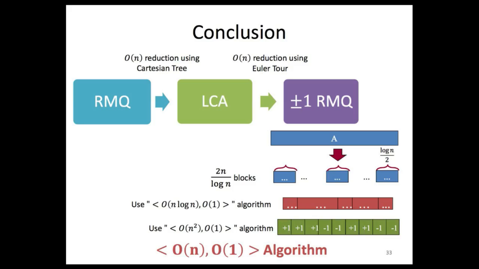So we started with RMQ, and I'll cover a Cartesian tree in a second. But now let's say you have an answer for the RMQ problem. You can construct the LCA. You can construct a tree out of it if you consider that.